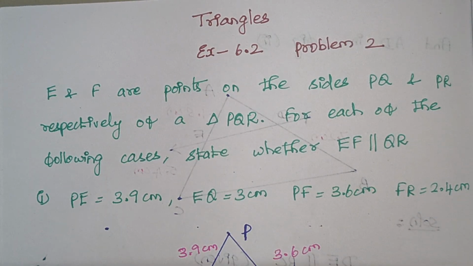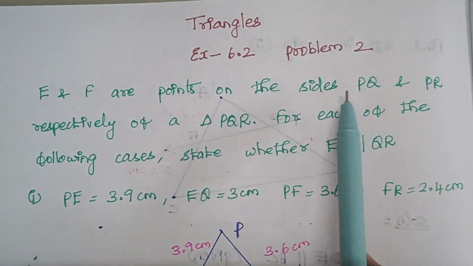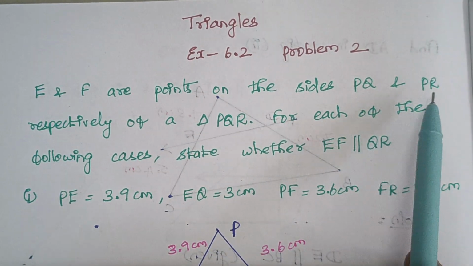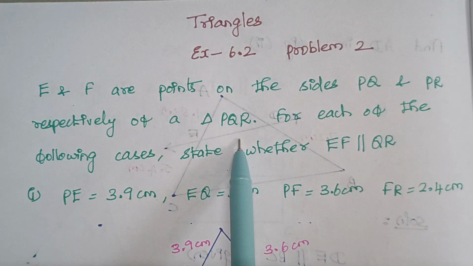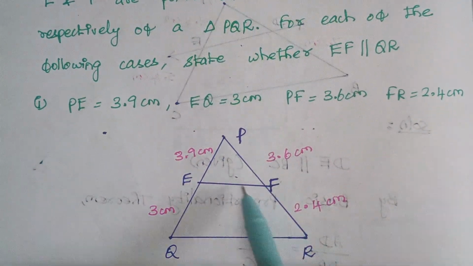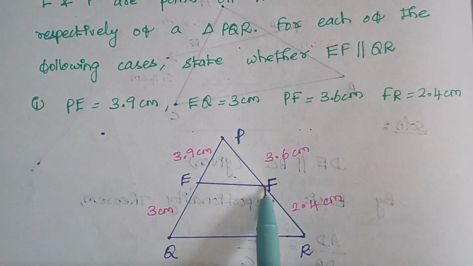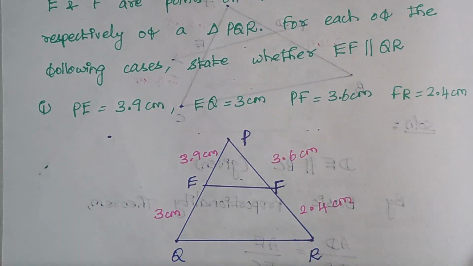So next we proceed with problem 2. Here E and F are points on the sides PQ and PR of the triangle PQR. So here we have a triangle PQR, and E is a point on the side PQ and F is a point on the side PR.